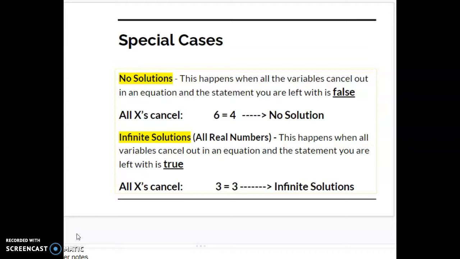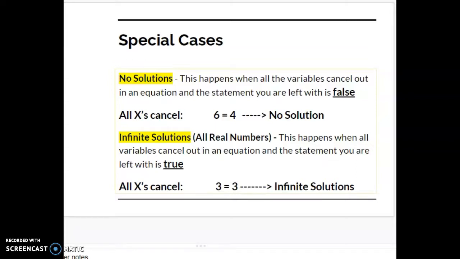Alright, so there are two types of special cases when we talk about solving linear equations. That is no solutions and infinite solutions. So these are the strange things that happen when you're solving. At least it seems strange when you're going, because sometimes it's hard to tell if it's no solution or infinite solution before you start. But basically what happens is all the variables cancel out. And one of two things is going to happen when the variables cancel out. You're going to be left with a statement that's either true or false.